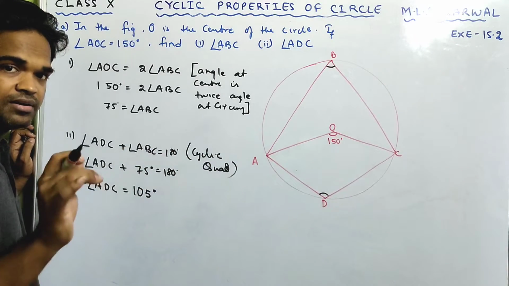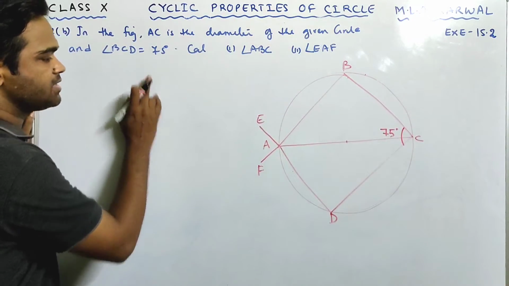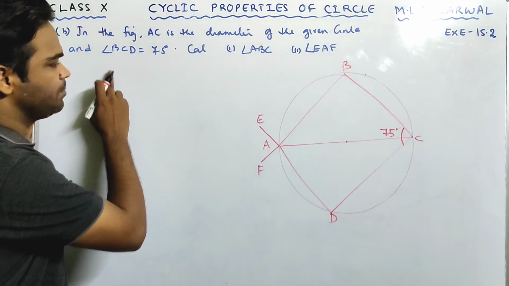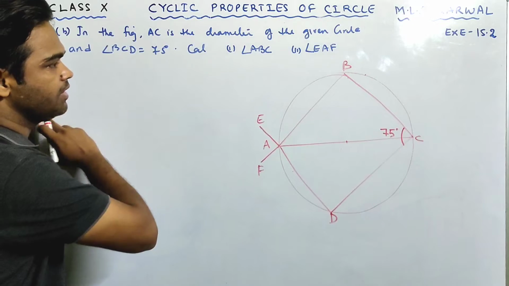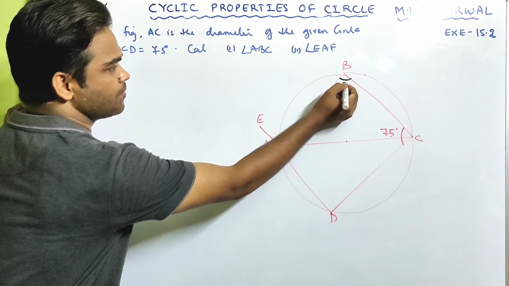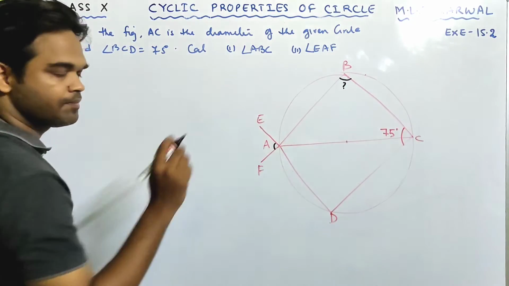Now let us look at the next sum. Now look at 2 part B. Very easy. In the figure, AC is the diameter they have given of the given circle, and angle BCD, you can see, is 75 degree. Calculate angle ABC, which means this angle, and calculate EAF, which means this angle.